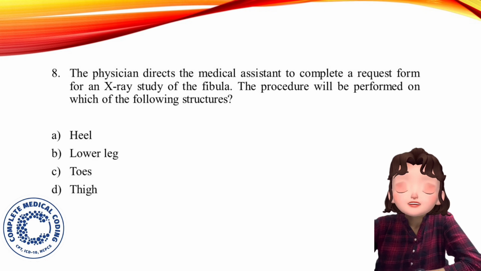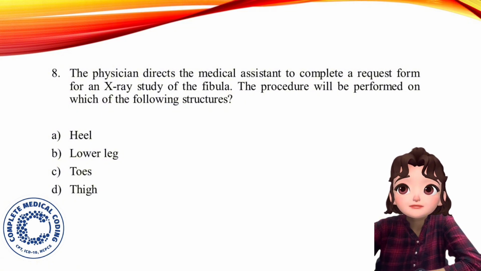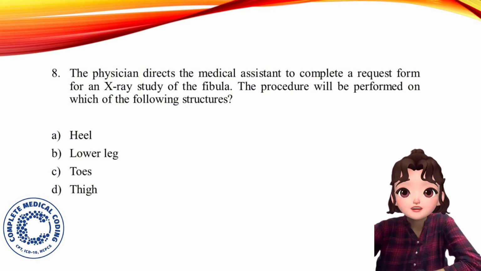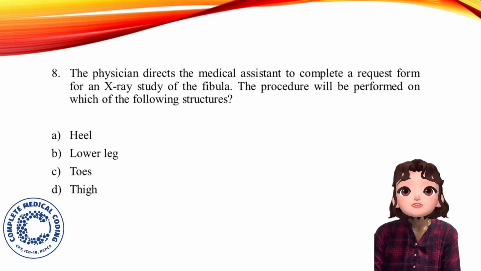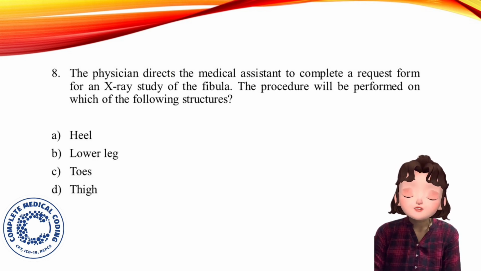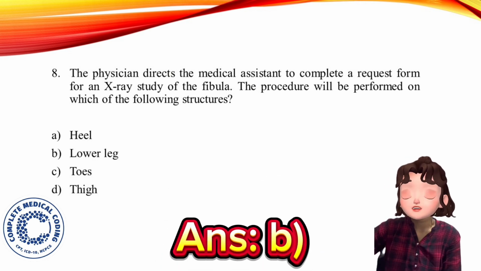Now moving to the 8th question. The physician directs the medical assistant to complete a request form for an X-ray study of the fibula. The procedure will be performed on which of the following structures? Heel, lower leg, toes, thigh. Which area will it be? Fibula. It will be in the lower leg. So the answer is option B, lower leg.